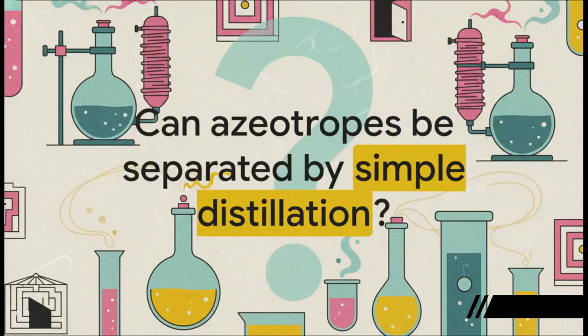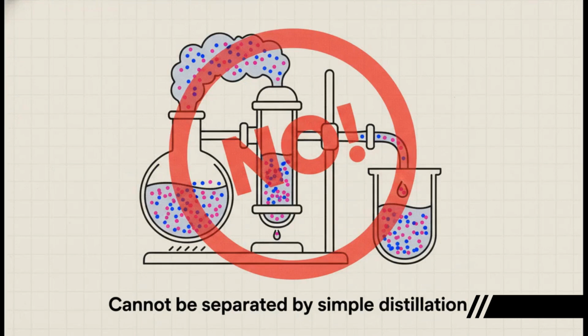Okay, here it is, a classic trap question. Take a look. Can azeotropes be separated by simple distillation? The answer seems obvious, but it's totally designed to catch you. What do you think? And the answer is a hard no. In fact, that's the entire point of an azeotrope. It's a mixture that boils at a constant temperature, which means the vapor has the exact same composition as the liquid. You simply cannot separate its parts by simple distillation. This is a fundamental idea they just love to test.